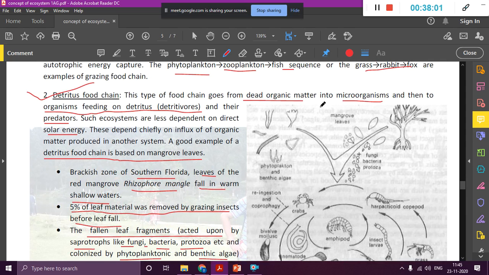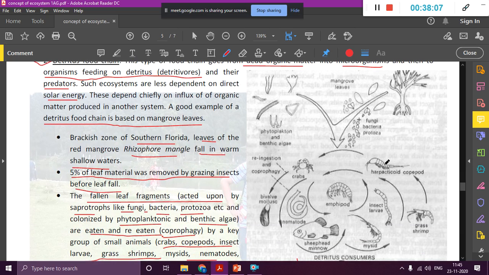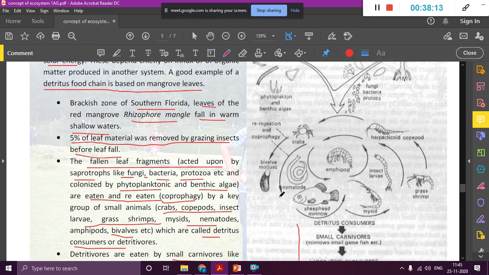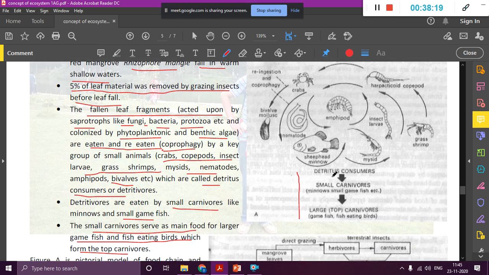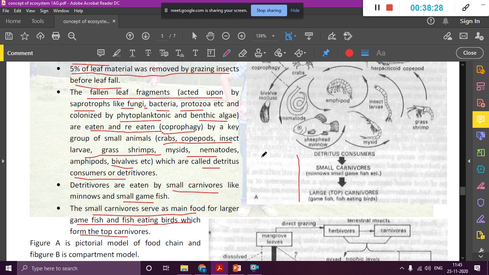Now, in this picture, the mangrove leaves fall, and fungi, bacteria, protozoa are eaten by these copepods. Copepods are eaten by the crabs, and by bivalves, mollusks. Then they are eaten by small fish, which are eaten by big fish. Again, they die, and there is detritus, small carnivores, large carnivores. So such an organization is known as a food web.